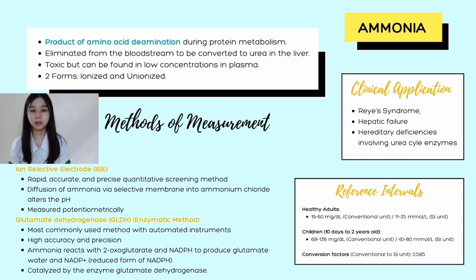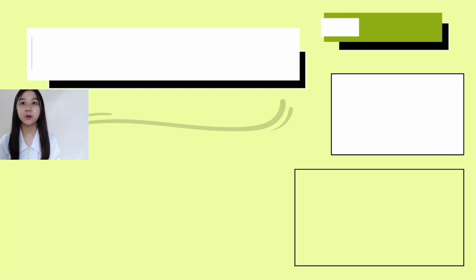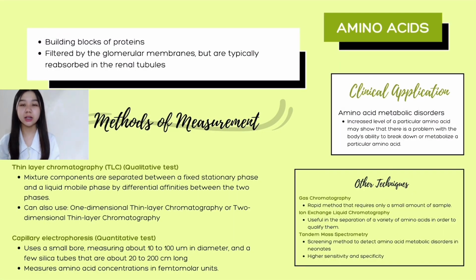Reference intervals. For healthy adults, the normal ammonia level should be 19 to 60 milligrams per deciliter. For children, it must be 68 to 136 milligrams per deciliter. Conversion factor is 0.585. Lastly, we have the amino acids. Amino acids are the building blocks of proteins. They are filtered by the glomerular membranes but are typically reabsorbed in the renal tubules by a saturable transport mechanism. An increased level of a particular amino acid may show that there is a problem with the body's ability to break down or metabolize a particular amino acid.